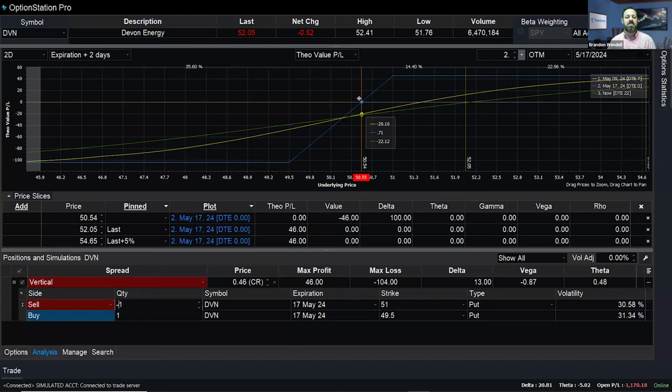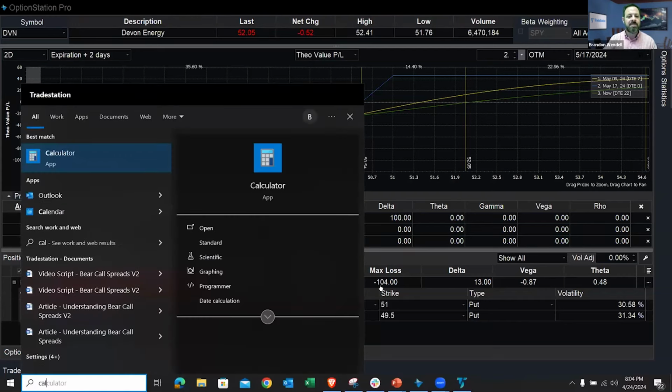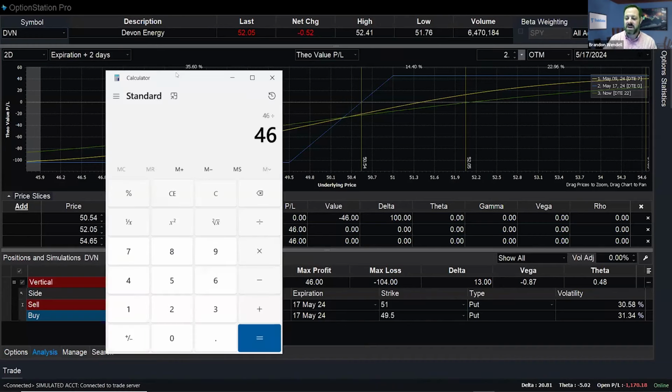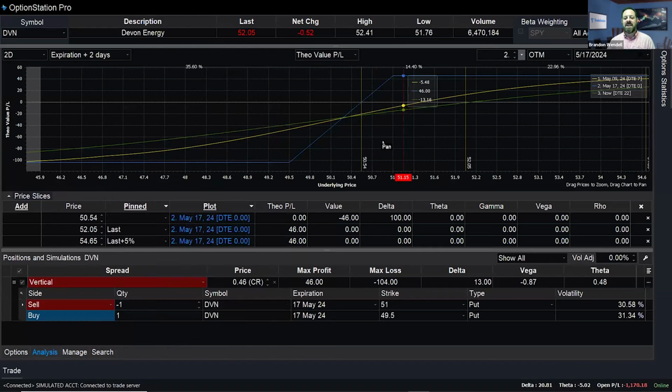Again, we know our break even at expiration. We need prices to be above $50.54. If they are above $51, which is our strike, we get to keep our full profit of $46. That's it. And the max loss is what you have to put in for your margin. So basically, we have a profit potential of 46 bucks. We're using $104 to make it. That's a 44% rate of return. That's pretty good. And the probability of that happening is pretty high.